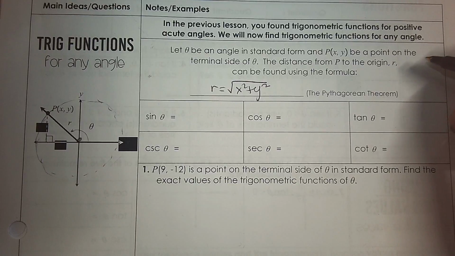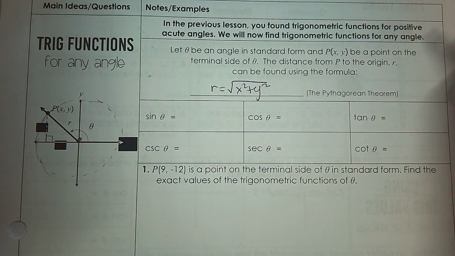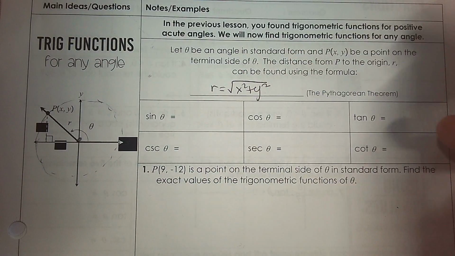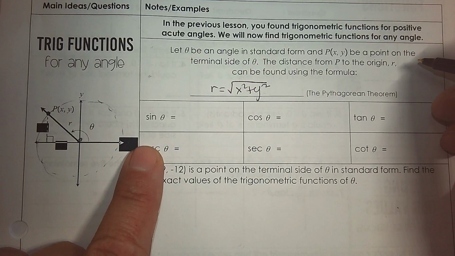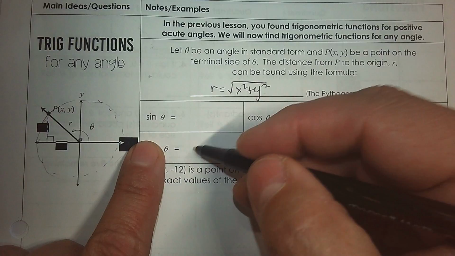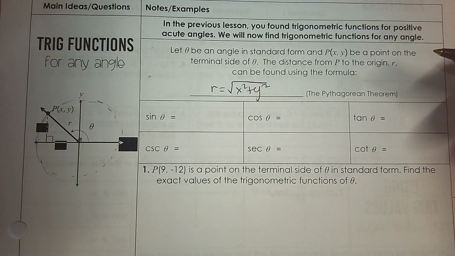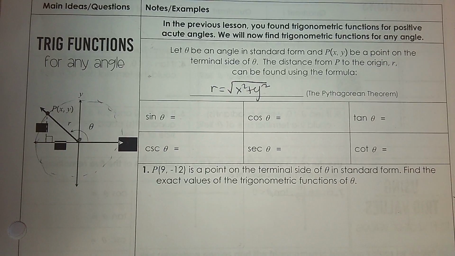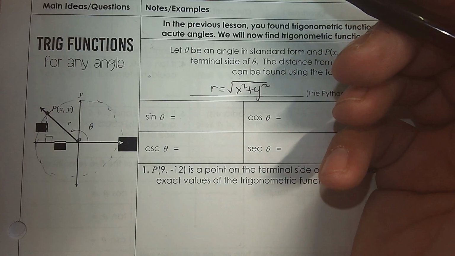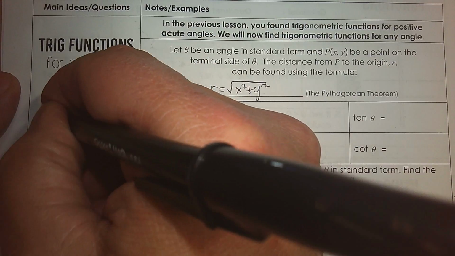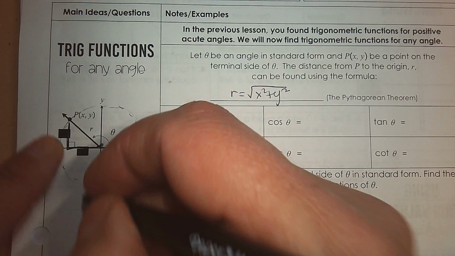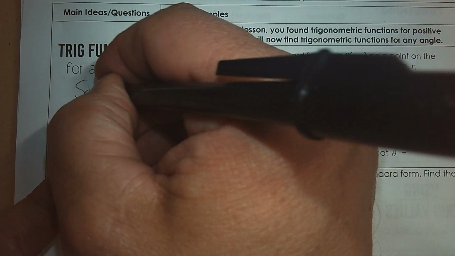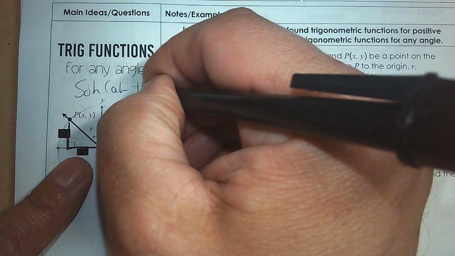So using that idea and the SOHCAHTOA idea, can we make different definitions for sine, cosine, tangent, and so on? Let's try. Let's use this right triangle here, the one on the left. Remember, it's still SOHCAHTOA.